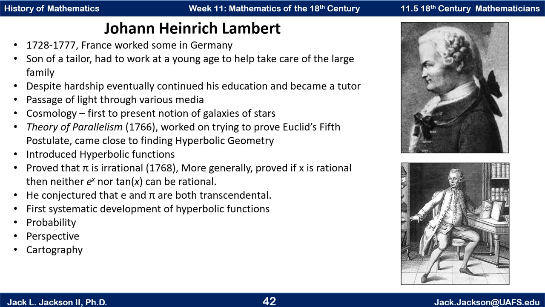First one is Johann Heinrich Lambert, born in 1728 and died in 1777. He was born in France. He worked some in Germany as well. He was the son of a tailor, and because they didn't have a lot of money, he had to work at a young age to help take care of his rather large family. I think it's five boys and two or three girls. Despite hardship, he eventually continued his education and became a tutor. That's how he made some money for a while.